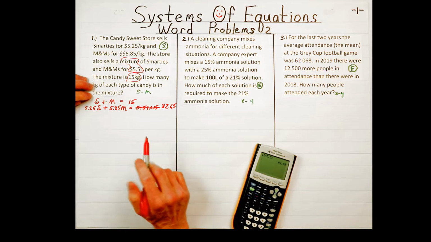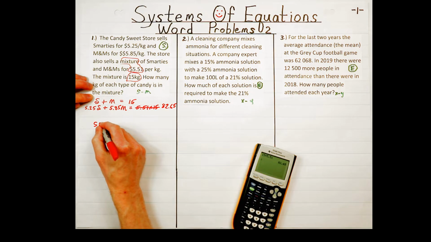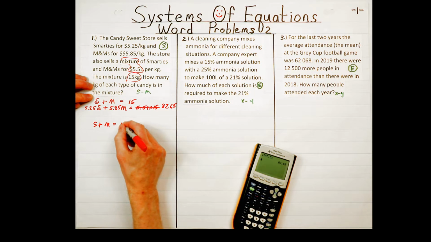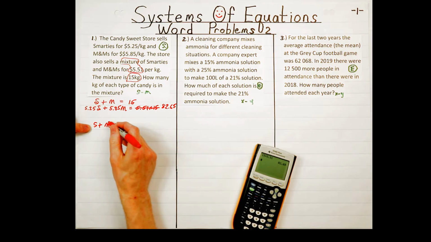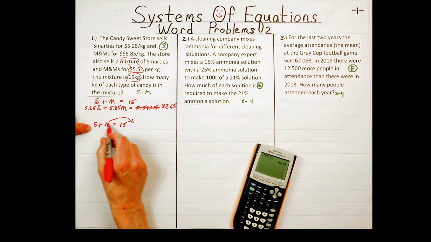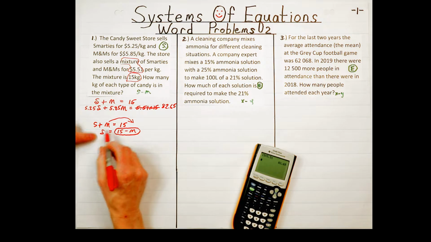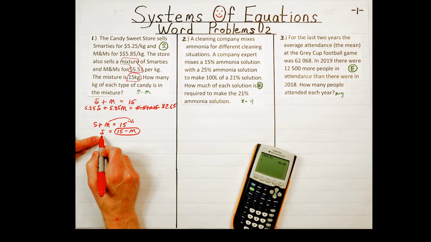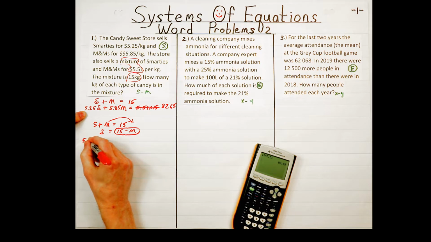This is not a bad question to do with substitution, because if we take this equation, s plus m equals 15, and if we move the m over here to the right side of the equal sign, its opposite operation, so plus m minus m, so it's 15 minus m, so it's very easy to isolate the letter s in that equation. So now I'm going to bring down the second equation.